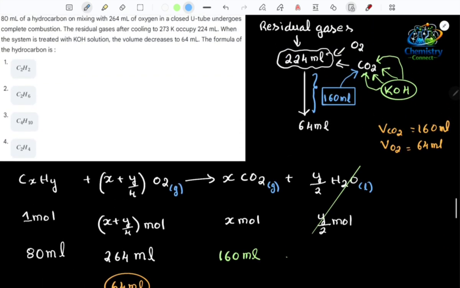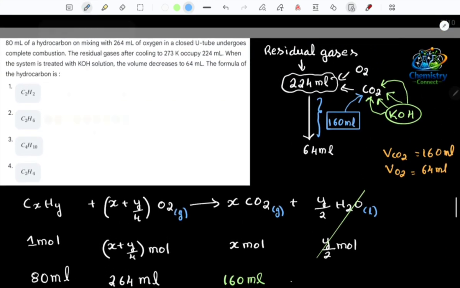That means x value is 2, so it should be C₂. Option 1 is having C₂. Fine. Option 2 is also having C₂. Fine. Option 3, no, this is not the answer. Option 4 is also having C₂. That means we need to find more. So we got x value is 2. Now we need to find what is the y value. Y value may be 2 or 6 or 4.